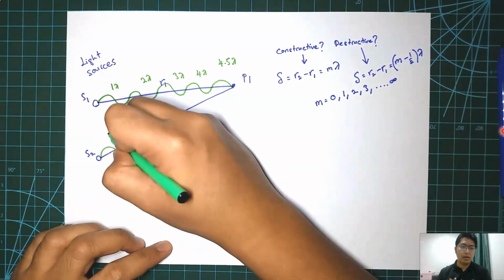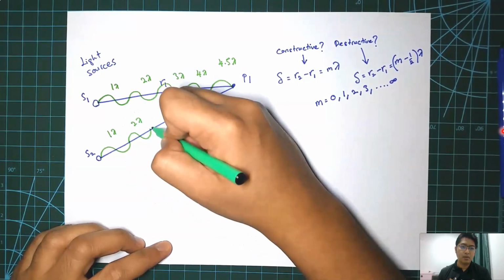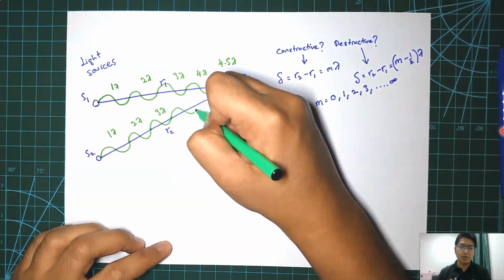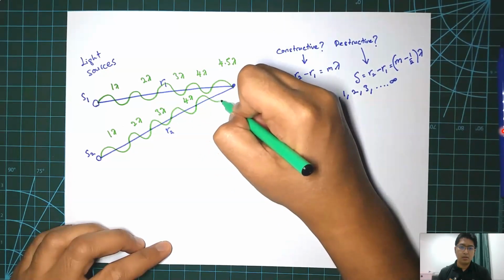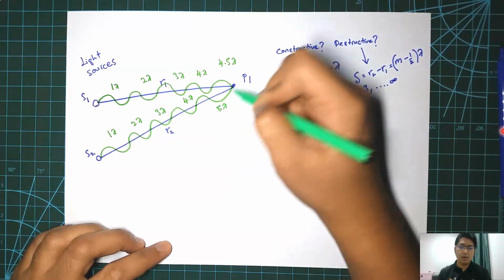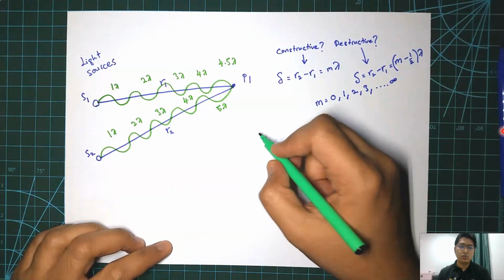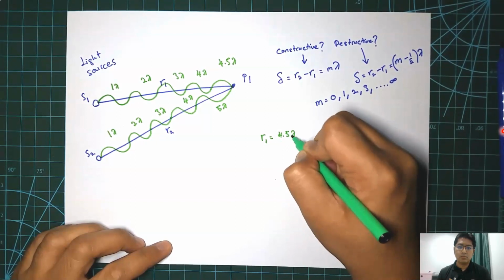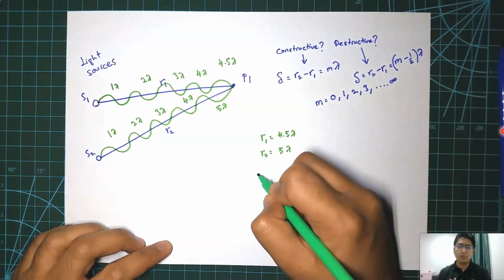How about the light coming out from source 2? First lambda, second lambda, third lambda, fourth lambda, and then the last one, fifth lambda. So we need 5 lambda to fit the range from S2 to point P. So distance R1 equals 4.5 lambda, distance R2 equals 5 lambda.